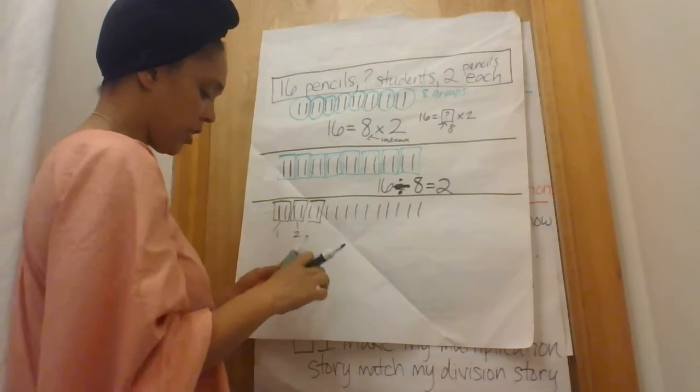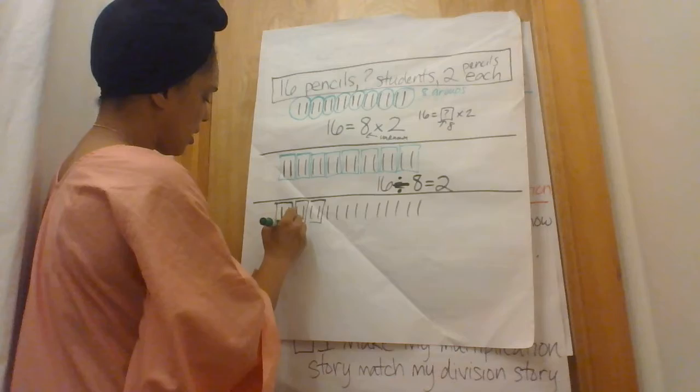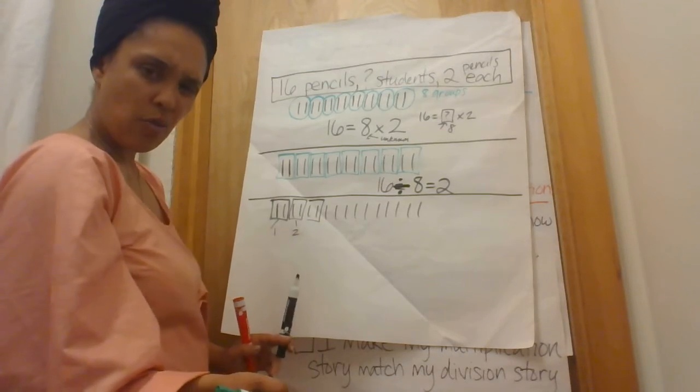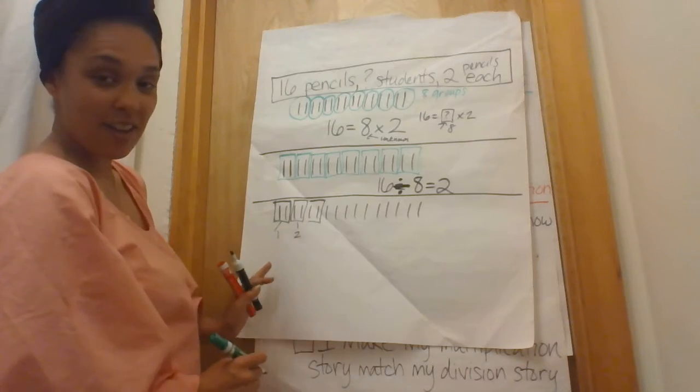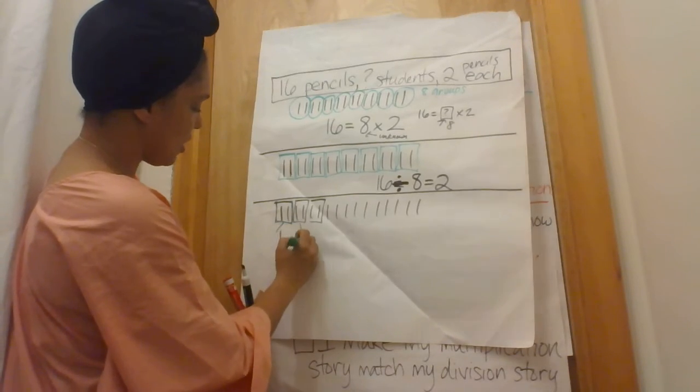Ooh, I'm sorry. Let me use a different color. I apologize. I wish you could have told me, Miss Nicole, I can't see. Sorry about that.